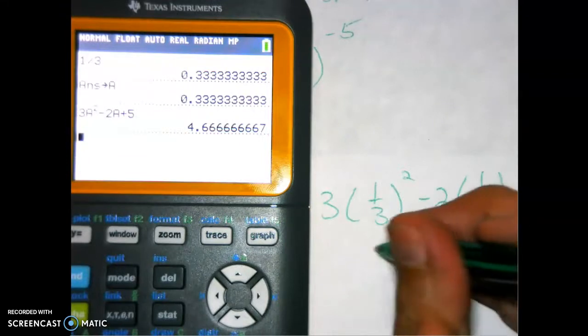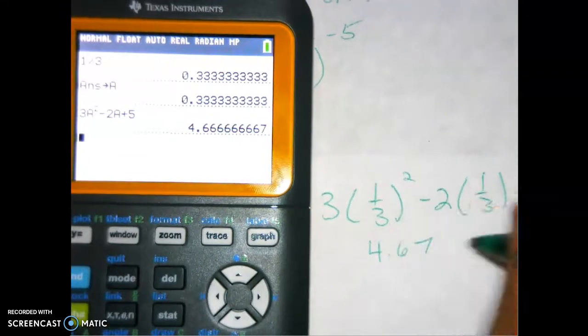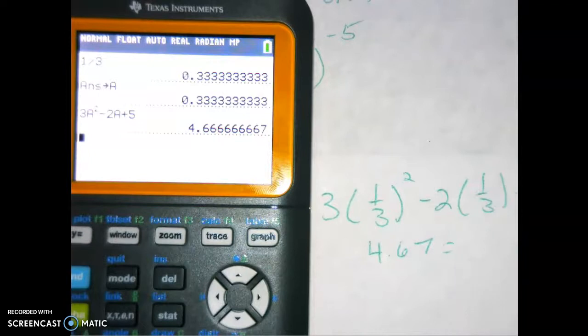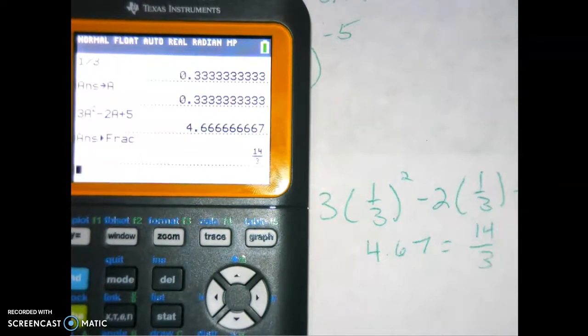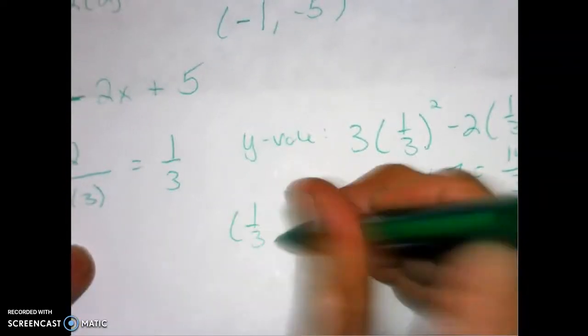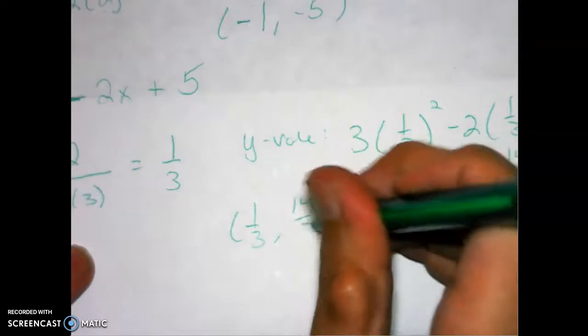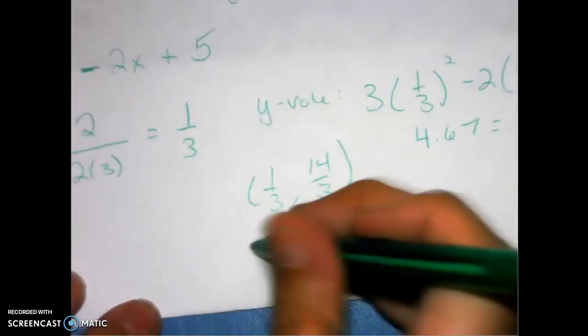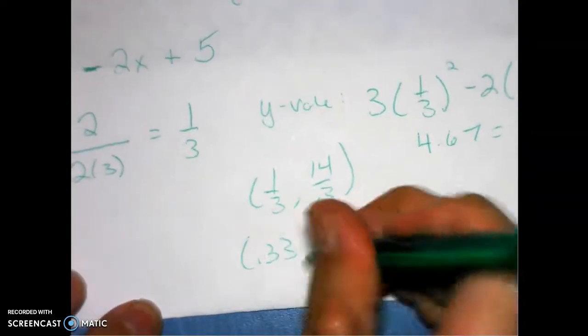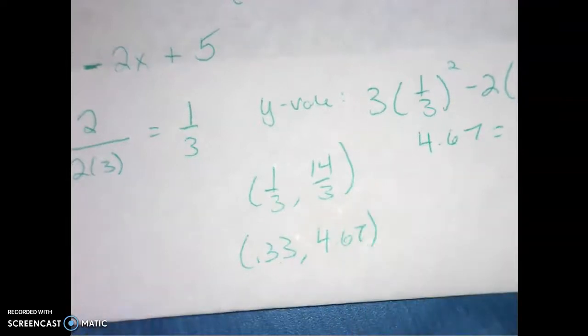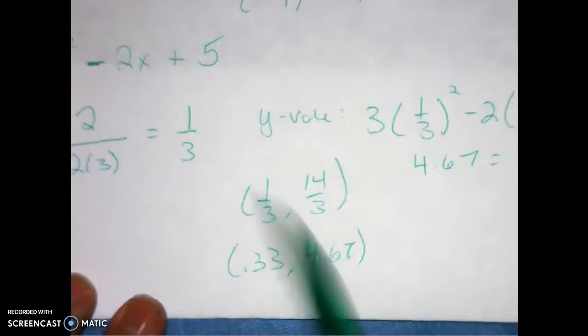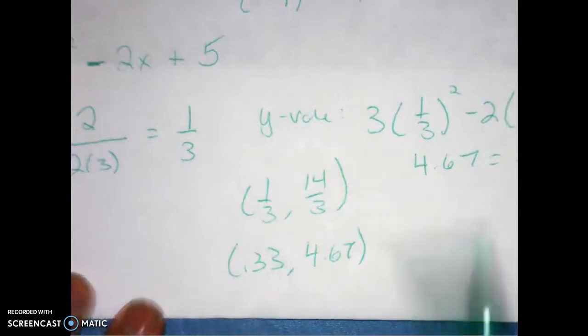So here it's like 4.67, which is equal to, and you can turn it into a fraction, 14 over 3. So my vertex on this one is 1/3, comma, 14 over 3. You could write this as 0.33, comma, 4.67, just so you know, because you're going to end up eventually graphing these. You might not know how to graph this, but this is a little bit easier to graph.